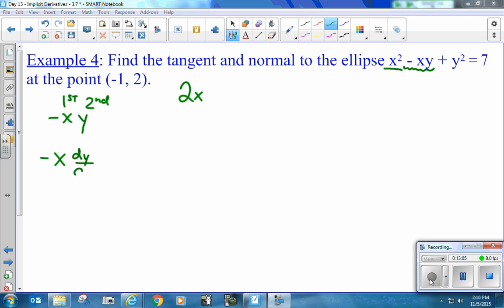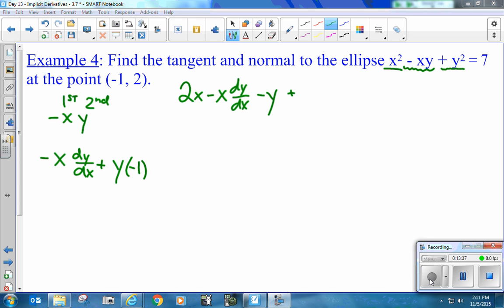Dy dx plus the second, which is y, times the derivative of the first. What's the derivative of negative x? Negative 1. So ultimately, right after this 2x, I've got negative x dy dx minus y, right? It's positive y times the negative 1. So that's minus y. Now what's the derivative of y squared?